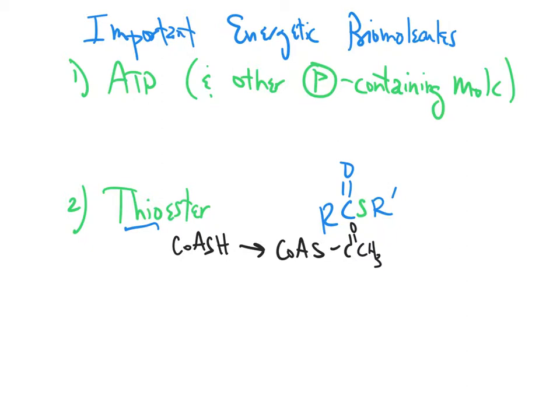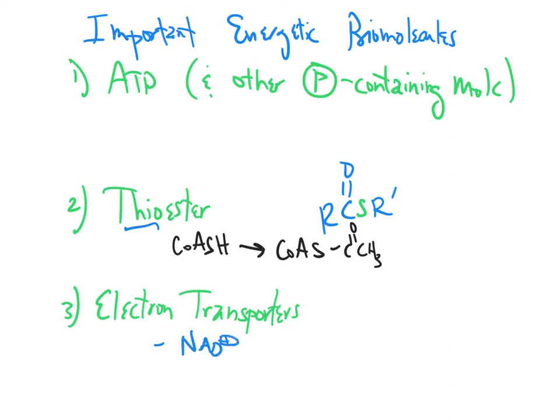And then the third type of molecule that we're going to look at are what are called the electron transporters. And I've actually already discussed those. Those are NAD plus with its partner NADH, FAD, FADH2. And they're analogs. So FMN, FMNH2, it's just like FAD, except it's missing the adenyl group. Or NADP plus, which just means it's got a phosphate on it. Okay.